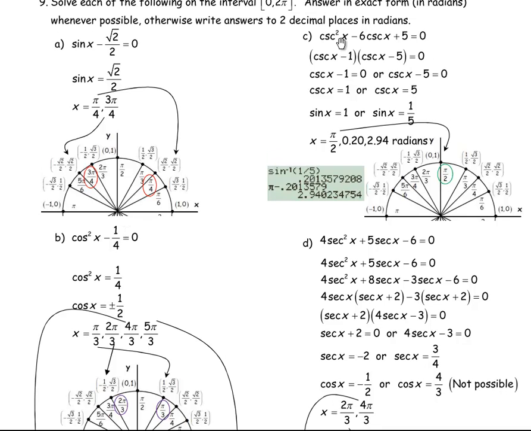For C, we would have to factor this. This is a quadratic equation in the cosecant function, a quadratic trig equation. So in order to factor it, it goes cosecant squared x minus 6 cosecant x plus 5.